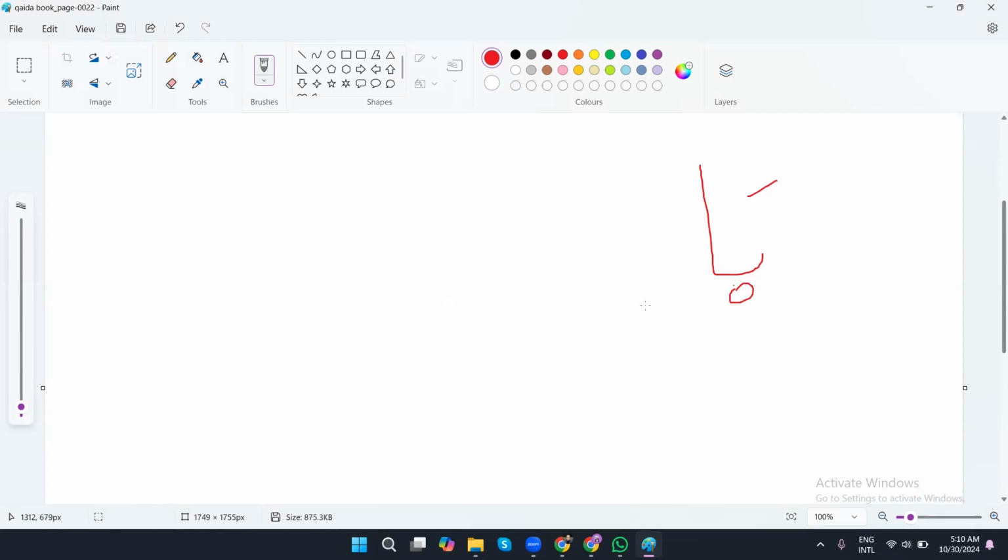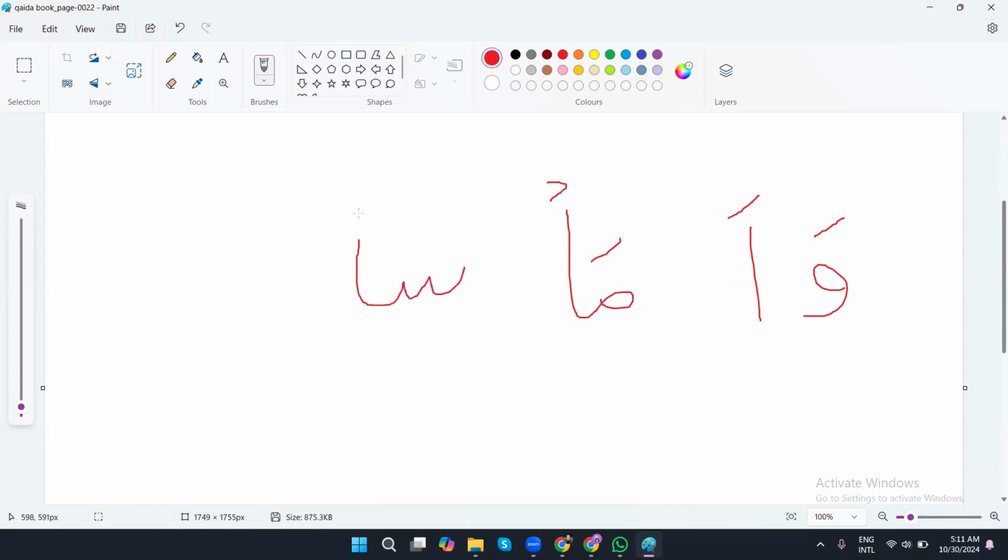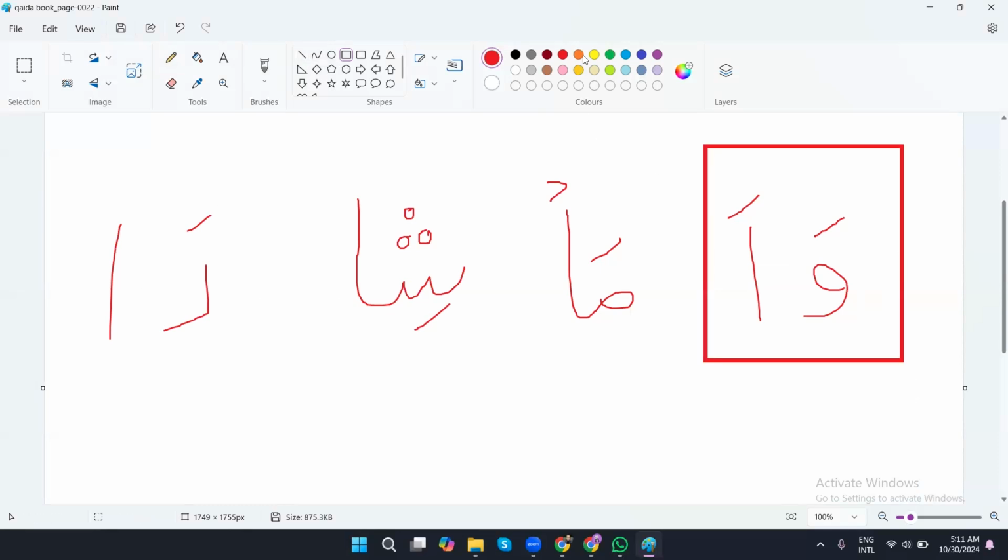Okay, so now I am writing here some examples, and then you have to tell me whether it is a mother letter or not. Okay, Bashir, so here we have some examples. First of all, look at the first example and tell me, is it Alif Madda or not?